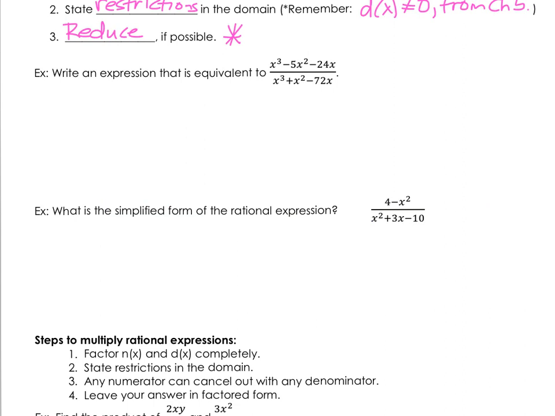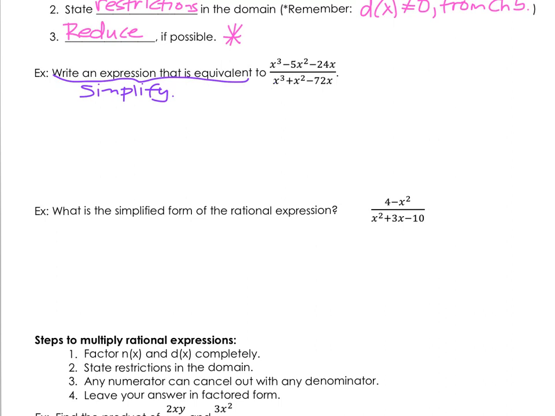Write an expression that is equivalent to x cubed minus 5x squared minus 24x divided by x cubed plus x squared minus 72x. When it says write an expression that's equivalent to, this is really just saying simplify. And we have to be really careful here. It's common to want to cancel because I see the exact same thing on top and bottom. But that doesn't apply when there's addition or subtraction. So we really do have to follow our 3 steps.